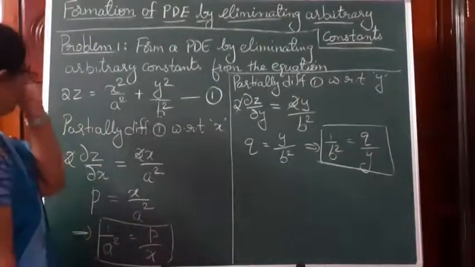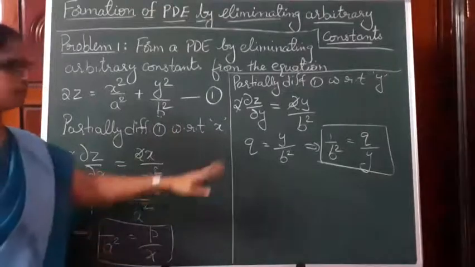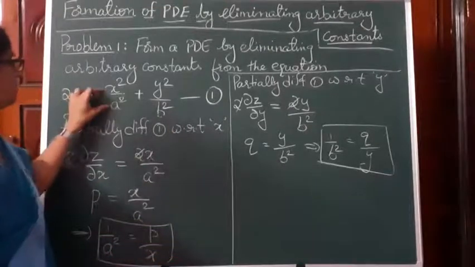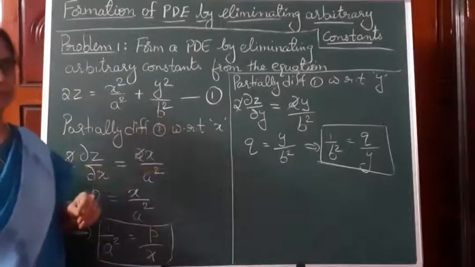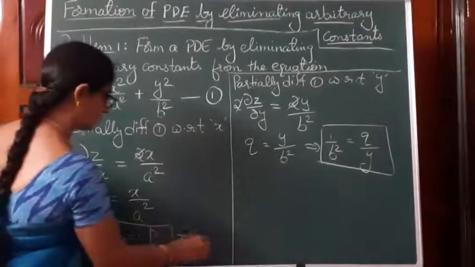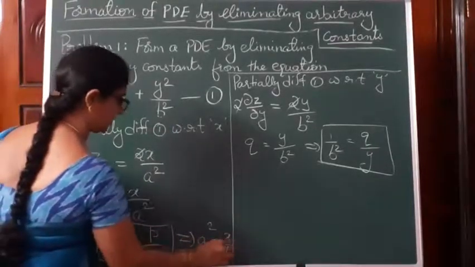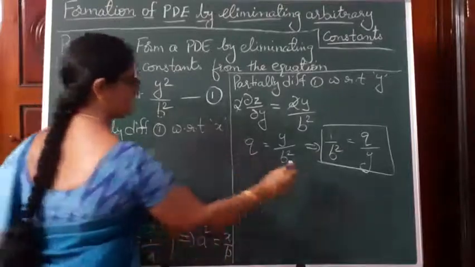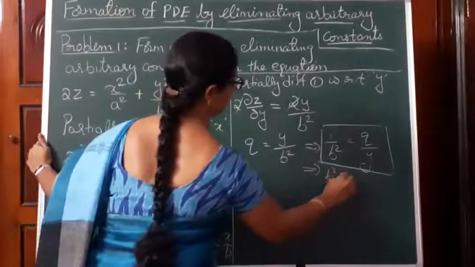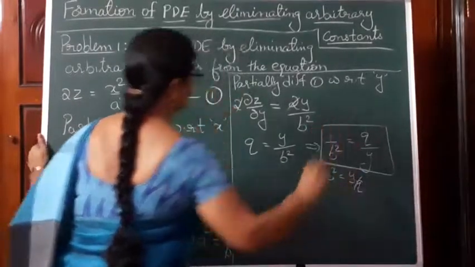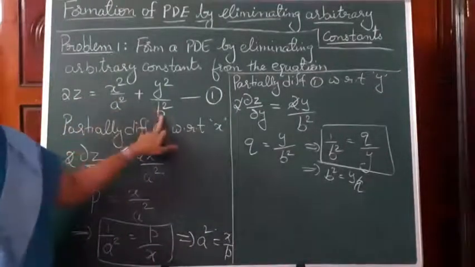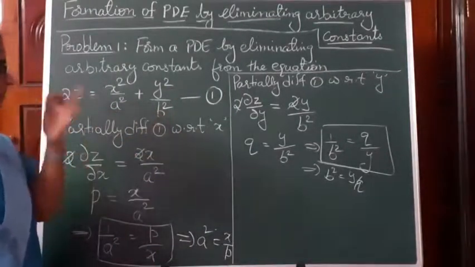Or else we can find a square and b square values also, but because we have 1 by a square here, we are finding a square. Otherwise you can find a square. What is a square from this? x by p. And what is b square from this? y by q. Now substitute these values in equation 1. Substitute the values of a square and b square in 1.